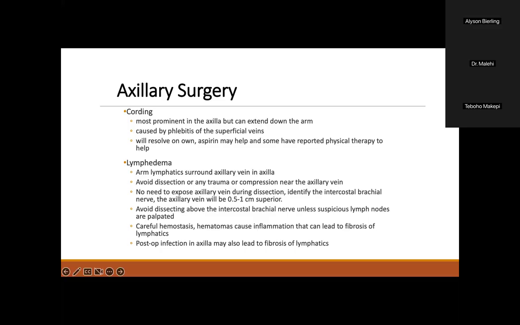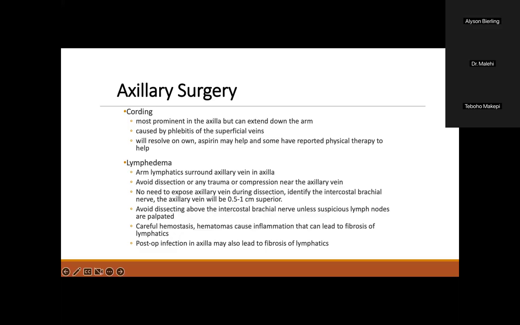Then there's lymphedema. Those arm lymphatics, as we discussed yesterday, mostly surround the axillary vein. So staying off the axillary vein during your dissection is really key. Now, we used to always teach to identify the axillary vein, but you're dissecting in and around those arm lymphatics to identify the axillary vein.